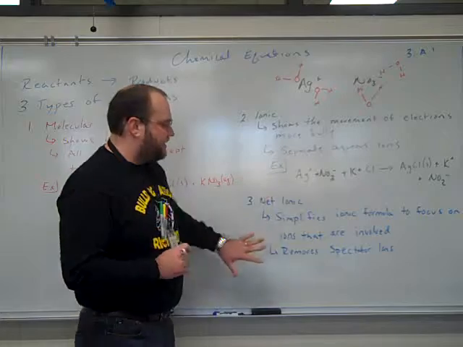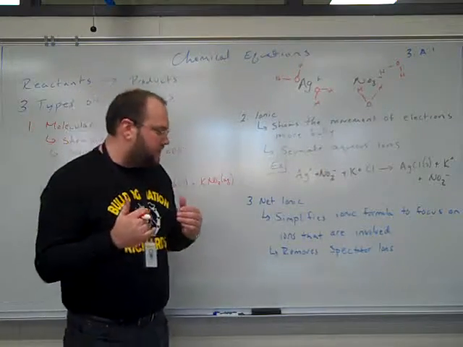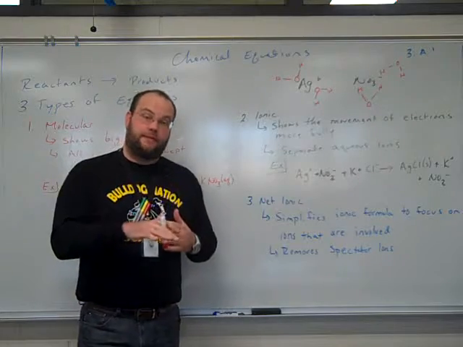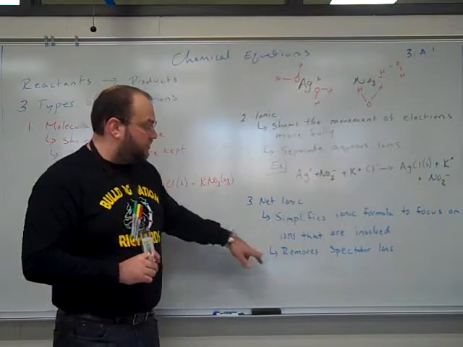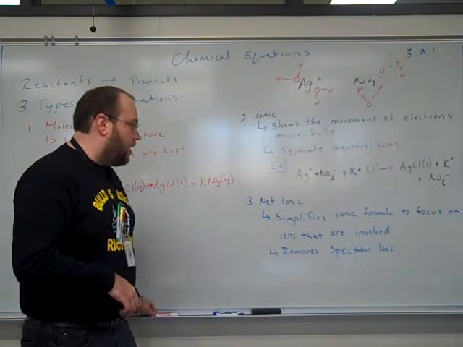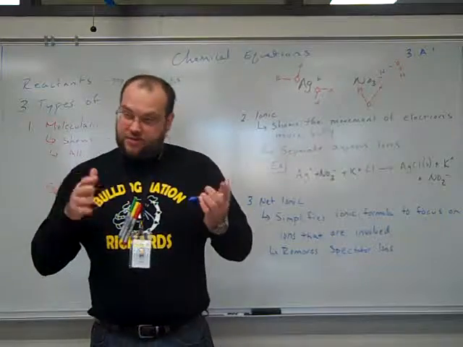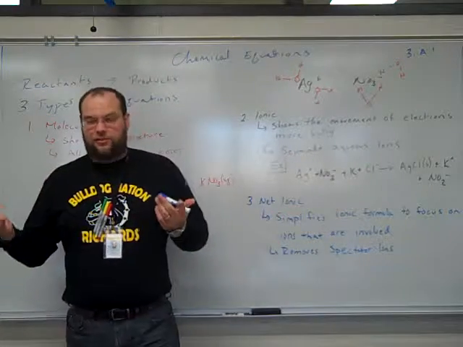Now a net ionic takes this formula and simplifies it down. It really focuses on what's doing what. And it does this by what's called removing spectator ions. Spectator ions are ions that just like to sit there and watch. Kind of like spectators at a football game, right? Spectators at a football game are the same before and after. They just watch. They don't really affect the football game.